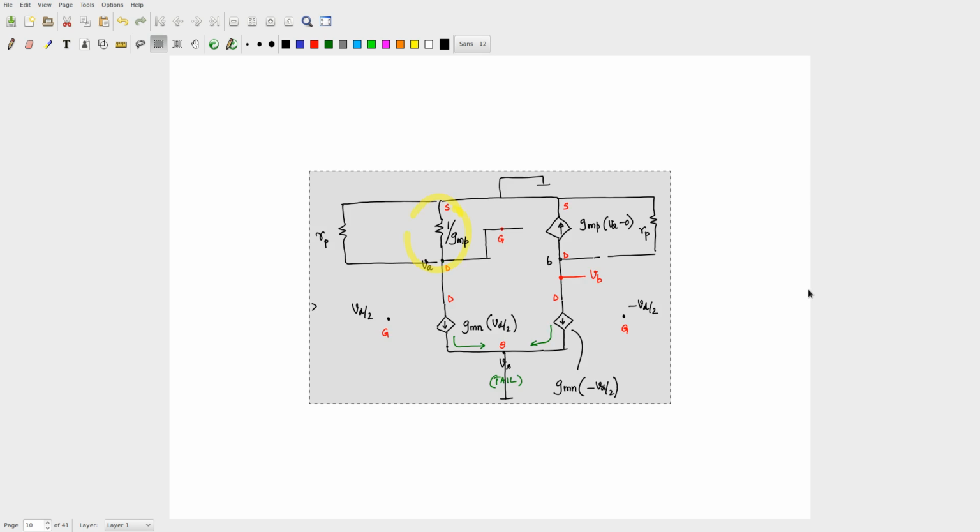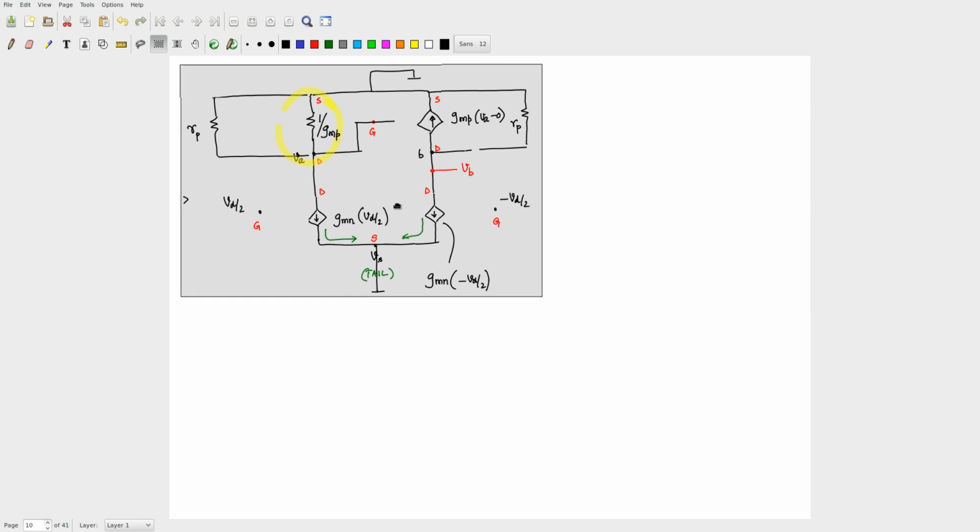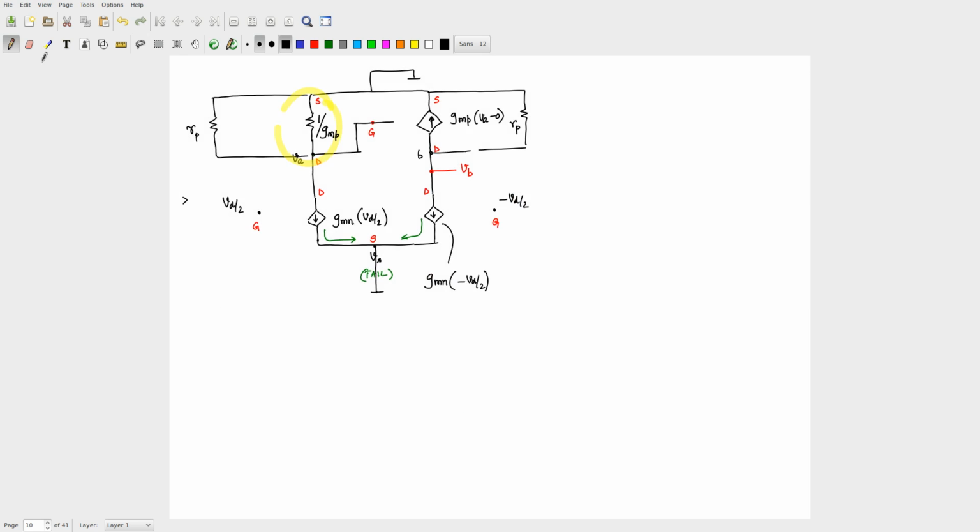Alright, so look now only at the situation corresponding to VB and see if I can simplify the circuit. Okay, I already know what VA is, so I can simplify this circuit in the following way. I'm only looking at this region, what I just drew in yellow. So I can simplify this circuit in the following way.